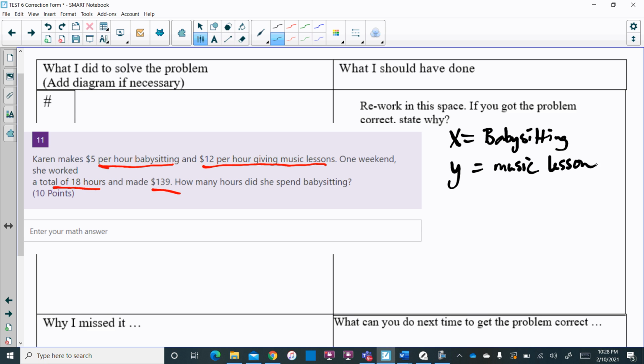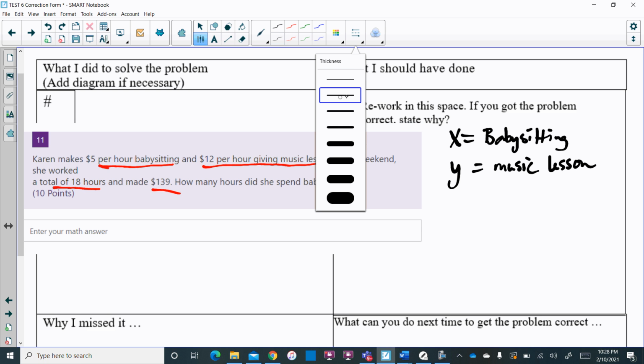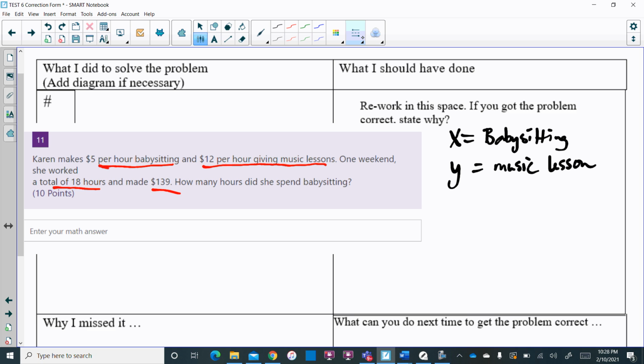I'm about to change this font. Forgive me. All right, so to deal with her earnings, it would be 5x plus 12y equals 139. And then also for her total hours, it would be x plus y equals 18.